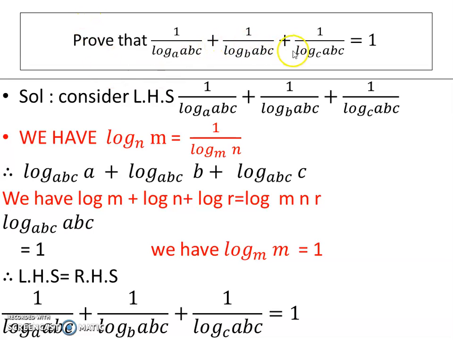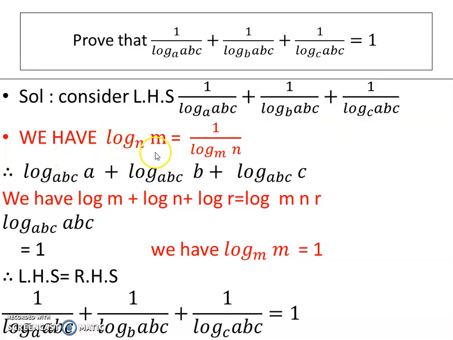One more example based on such terms. Prove that 1 upon log ABC to the base A plus 1 upon log ABC to the base B plus 1 upon log ABC to the base C is equal to 1. We have to prove LHS equal to RHS. We consider LHS. So we derive 1 upon log ABC to the base A plus 1 upon log ABC to the base B plus 1 upon log ABC to the base C.